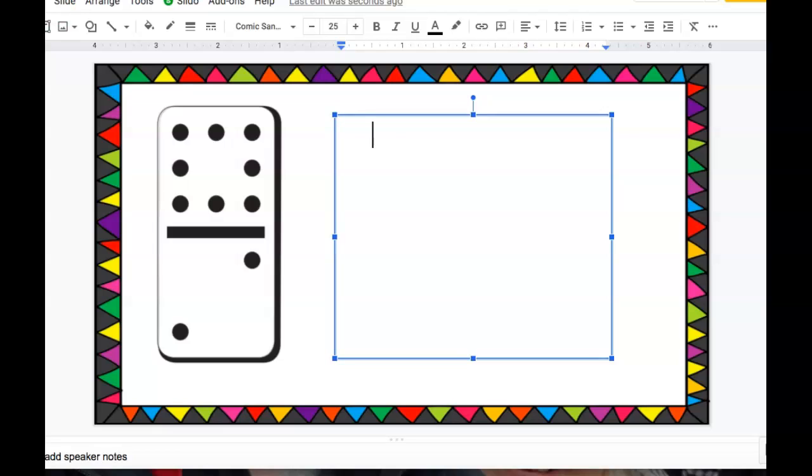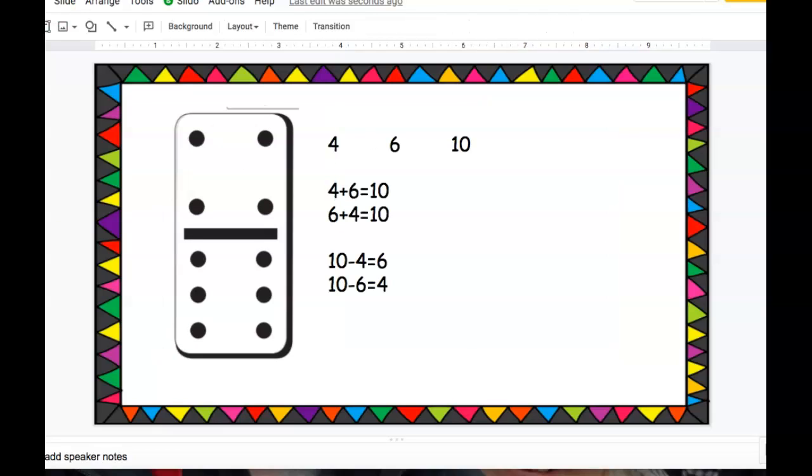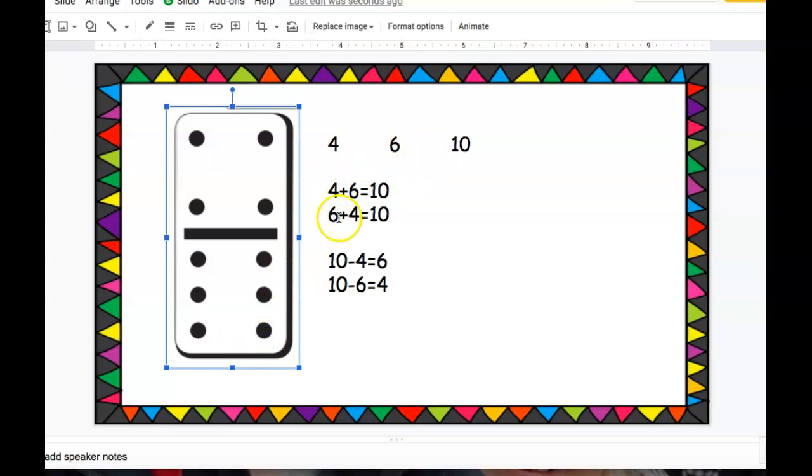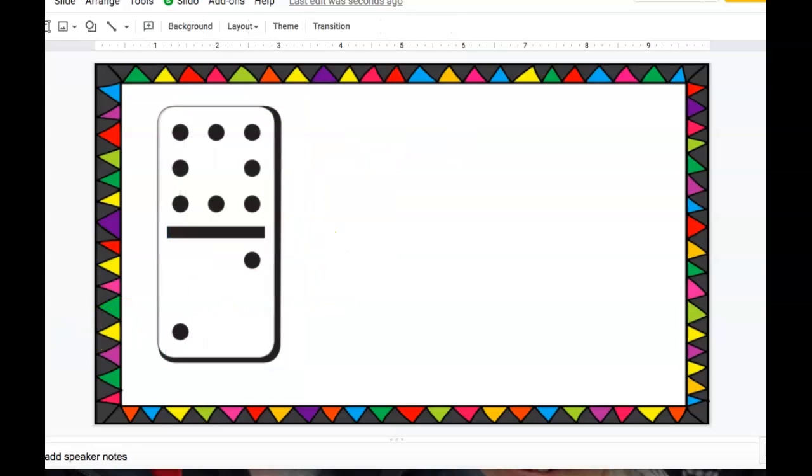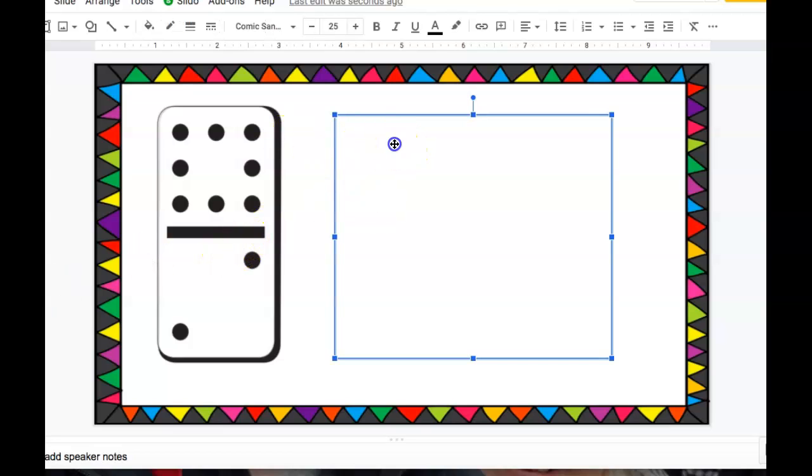Okay, boys and girls, we're going to do the same thing that we did with our first domino, where we took 4 and 6 and 10 being the total, wrote them at the top, and then we came up with 4 number sentences that use those numbers. I'm going to try it again with another domino. This domino has a little bit of different numbers on it, but let's try to figure out what they are.